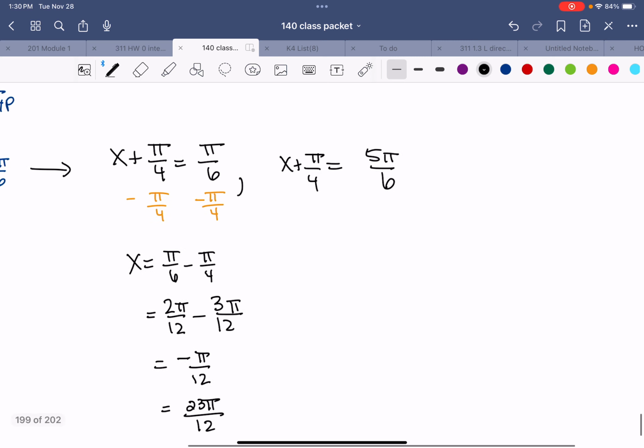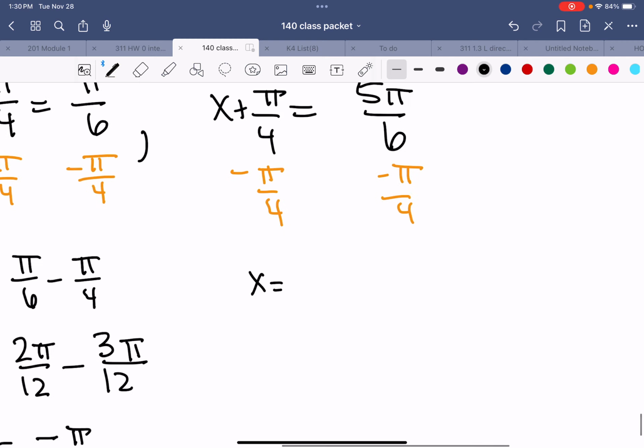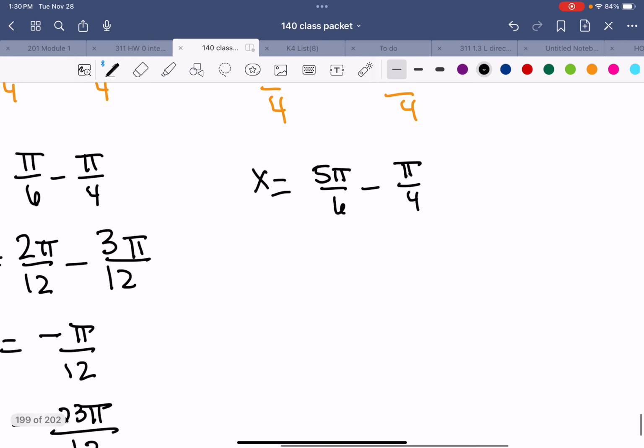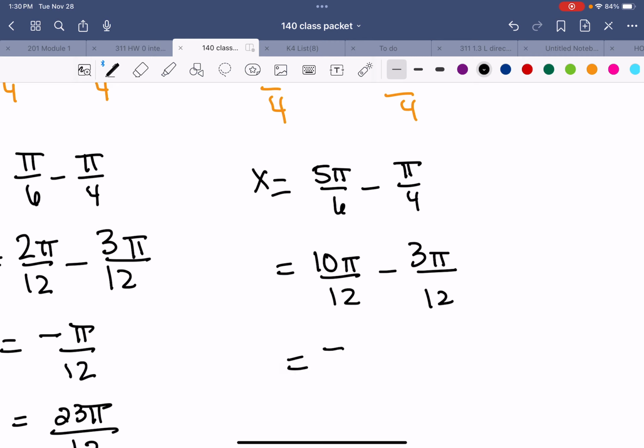And then we're going to look at the second one, and we're going to subtract pi over 4 here as well. And so we're going to get x equals 5 pi over 6 minus pi over 4. Let's get common denominators again. So I'm going with 12 as my common denominator. So this is 3 pi over 4 and 10 pi, because if I multiply the bottom by 2, I've got to multiply the top by 2. And that's going to give me 7 pi over 12.